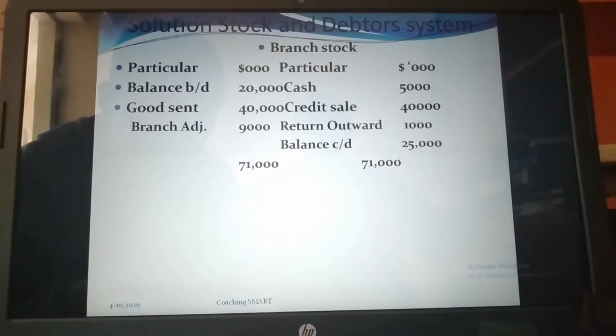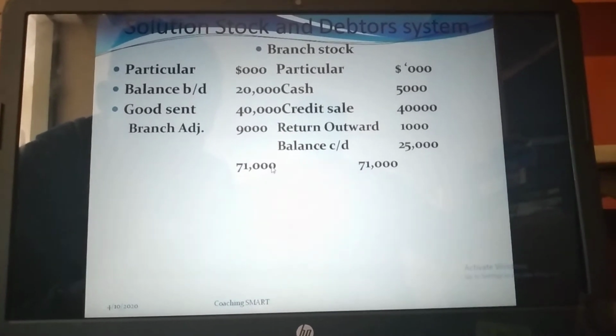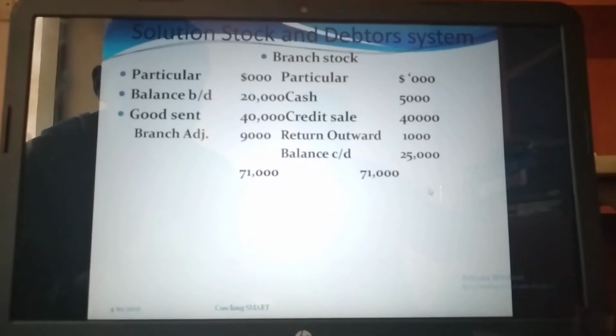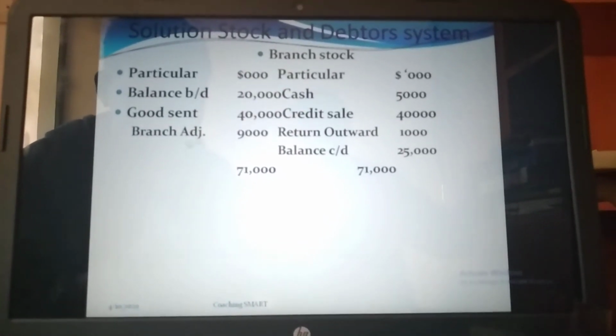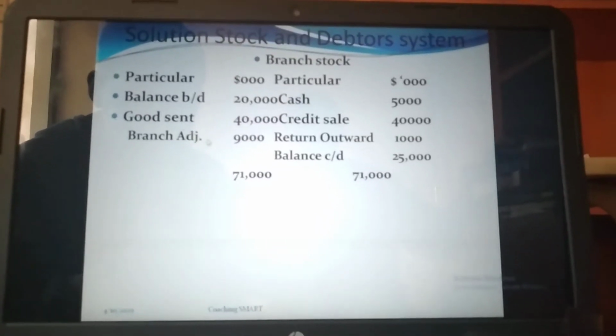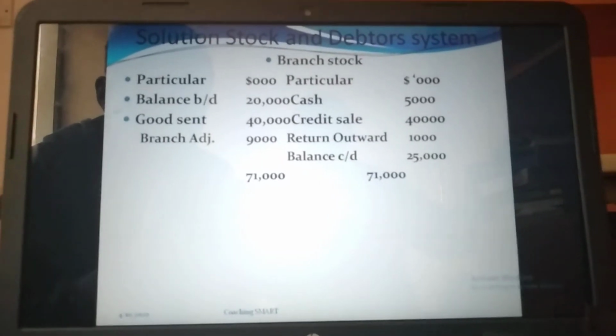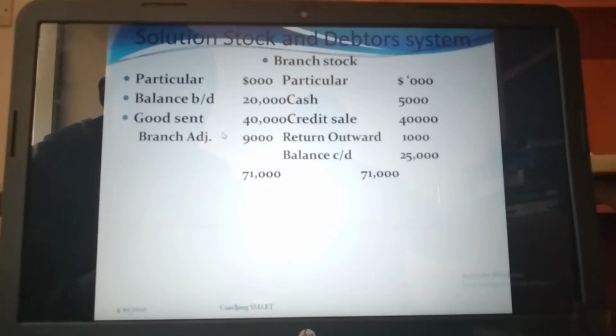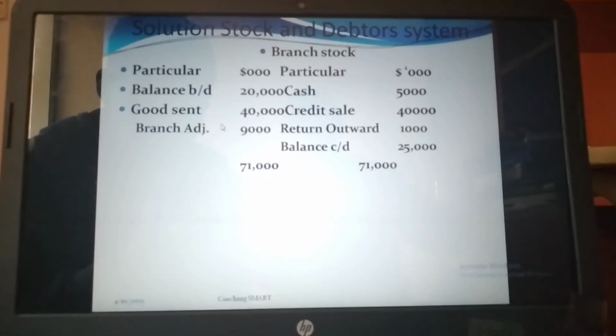Now, when you total this account, you'll get 71,000. So the credit side is more than the debit side. So we are using the credit side to balance the debit side. So our balance is called branch adjusted. Branch adjusted in the sense that goods were sent at cost plus.